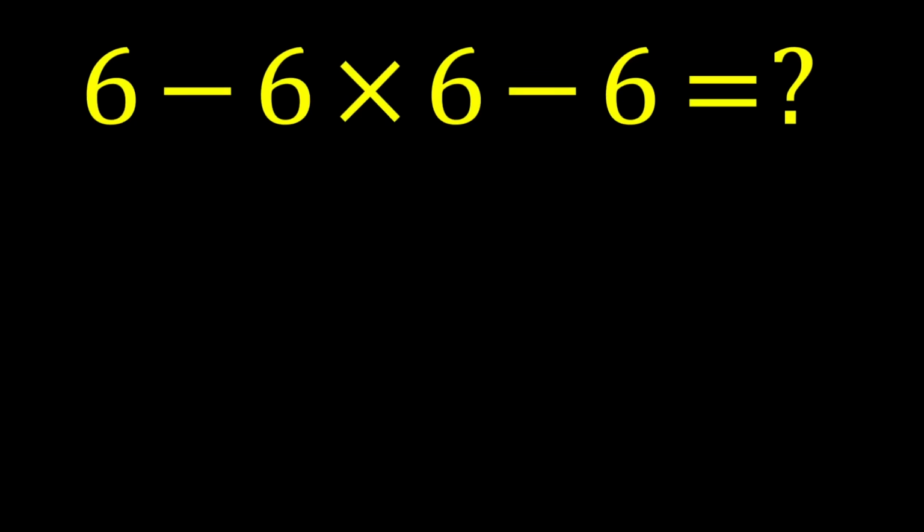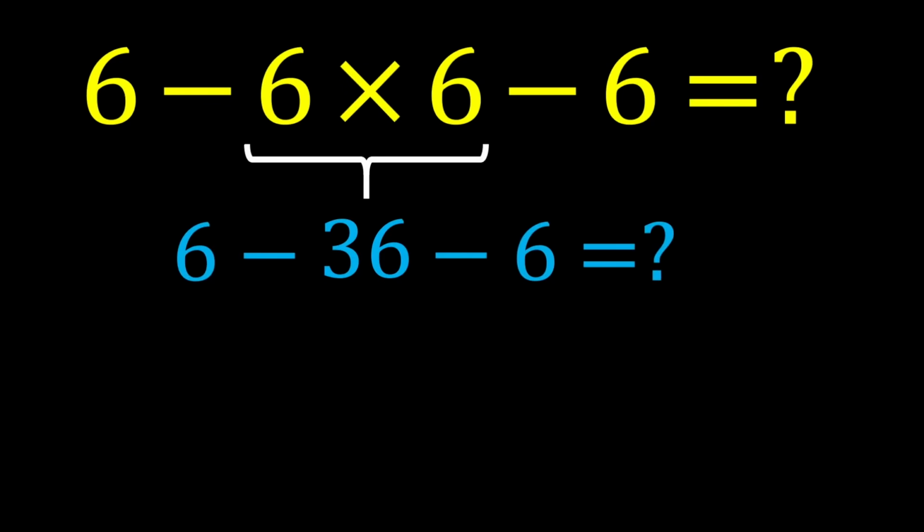The expression is 6 minus 6, multiplied by 6 minus 6. In this expression, there are 2 subtractions and 1 multiplication. According to PEMDAS, multiplication has a higher priority than subtraction, so we perform the multiplication first. 6 multiplied by 6 equals 36, the expression becomes 6 minus 36 minus 6.